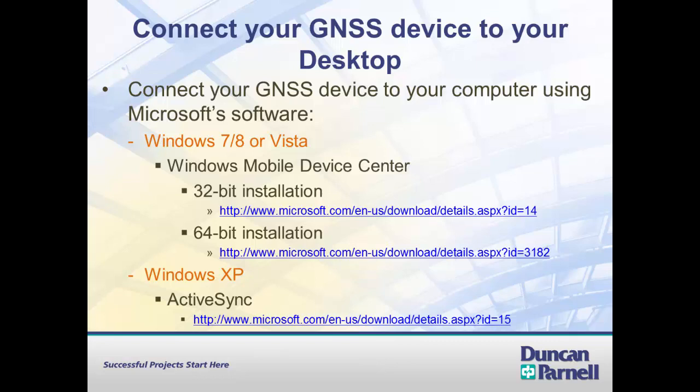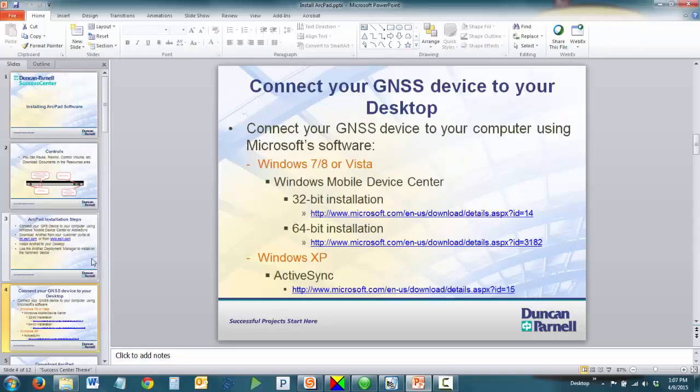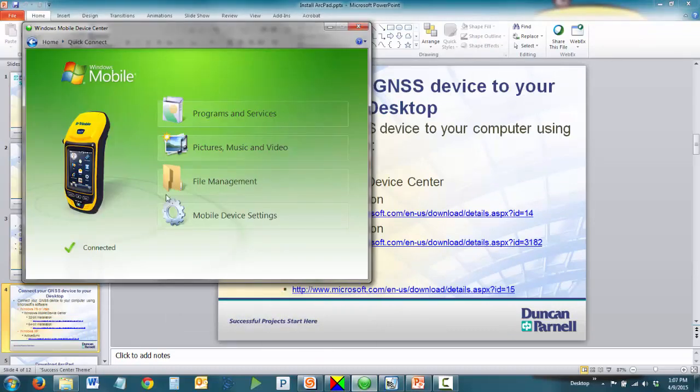First thing is connect your GNSS or GPS device to your desktop. It depends on what the operating system is on your computer as to what you need to install. Windows Mobile Device Center is for Windows 7 or 8 or Vista. Then ActiveSync is for Windows XP. I already have my mobile device connected up.